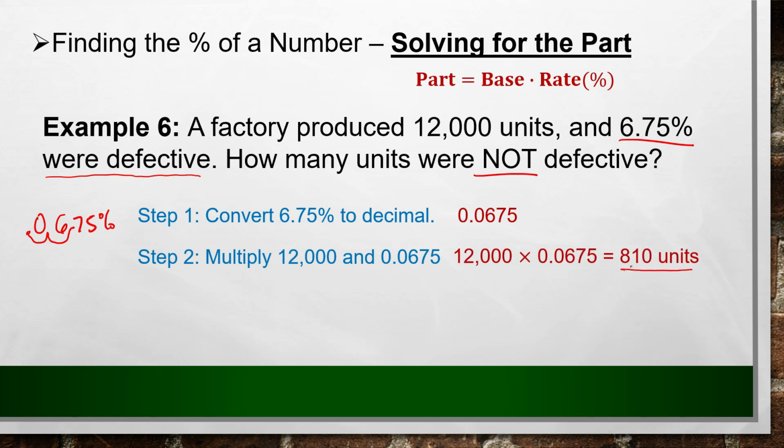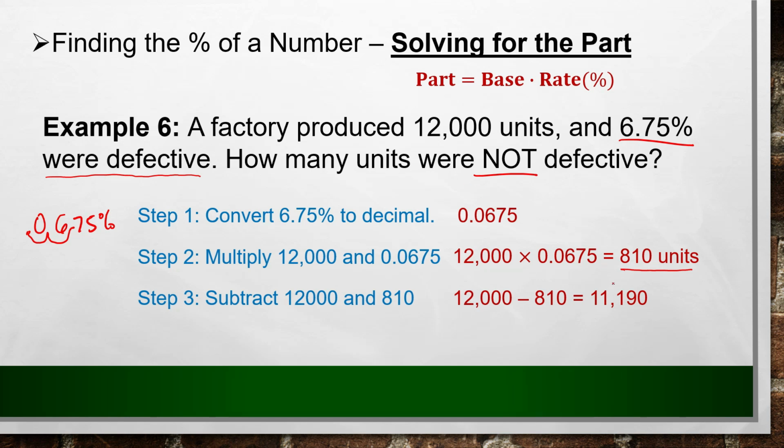So what do you mean by that? This number is the number of defective units. The question is, we need to know the number of units that were not defective. So what do you think are we going to do in the next step here? That is correct. We need to subtract 12,000 and that 810 to determine the number of the units that are not defective. So 12,000 minus 810, the answer is 11,190 units that were not defective.